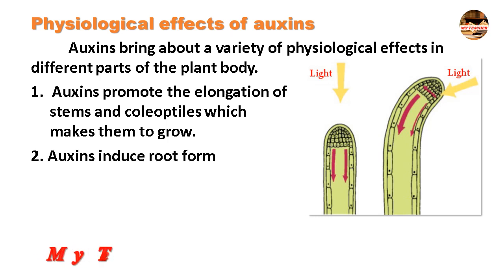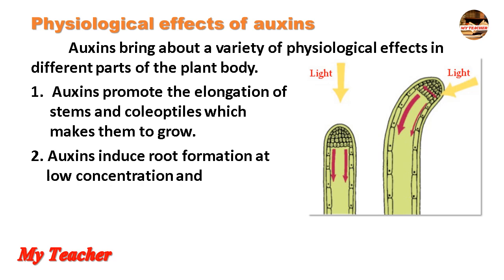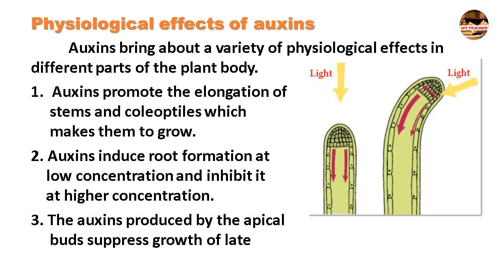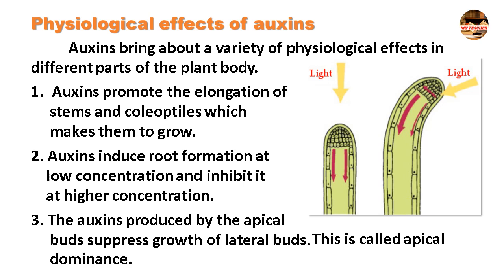Second one, auxins induce root formation at low concentration and inhibit it at higher concentration. Third one, the auxins produced by the apical buds suppress growth of lateral buds. This is called apical dominance.